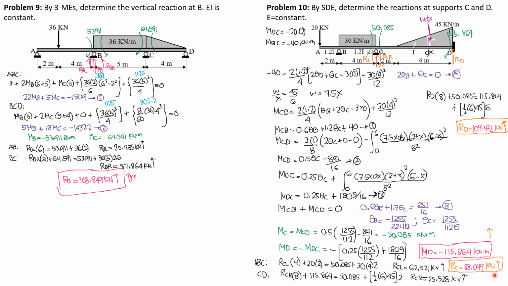So it is now RD that is left. So considering CD again, summation moment C equals 0, RD times 8 plus 50.085 equals 115.864 plus the moment of the load 1/2 of 6 times 45, 4 plus 2, so the moment arm is 6. Computing for RD is 109.472 kilonewtons. So that's it for this video.